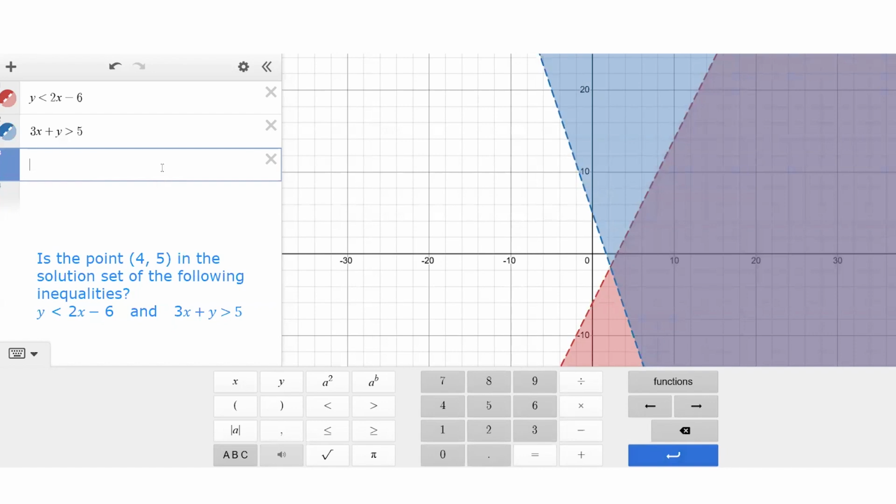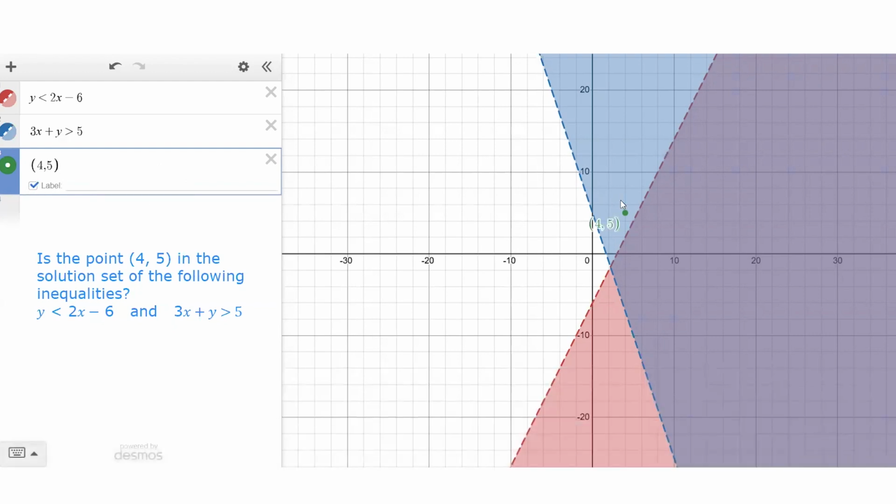Here I'm just going to type in parentheses 4 comma 5 parentheses. And look, it's right there. It does it for you. It's really great. And if you click label, look at that, it puts it in there for you. This is a great feature and a great math tool. So the question is, is this point in the solution set? The answer is no, because there's the point, and it's not in this shaded part here. So it's not part of this.